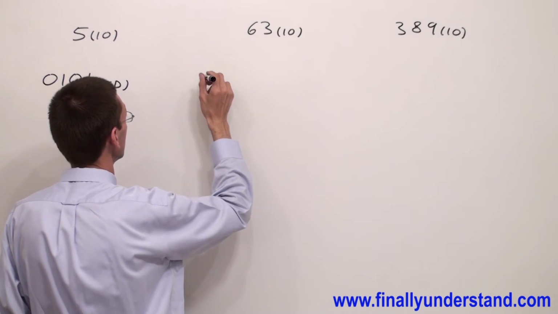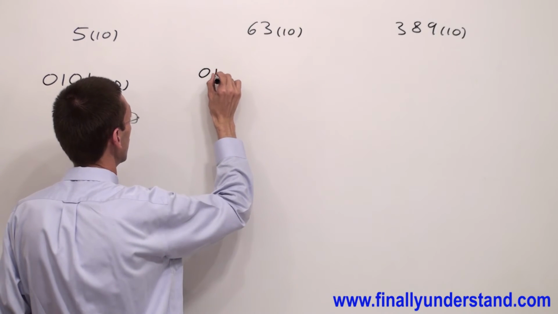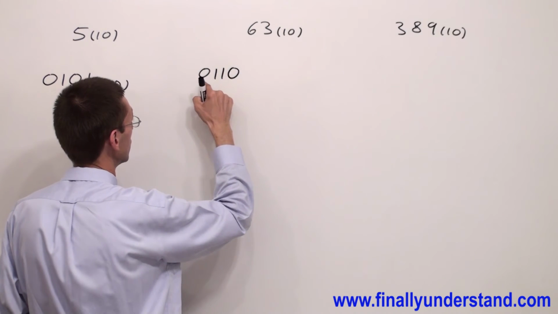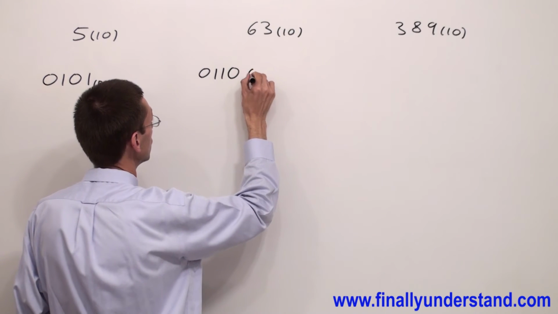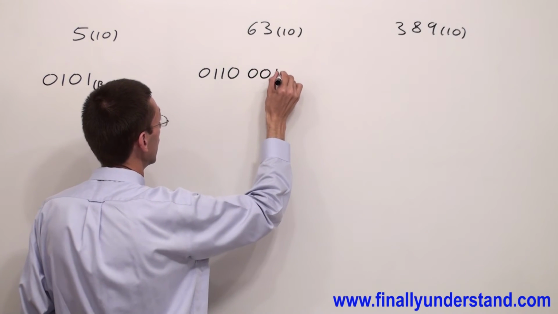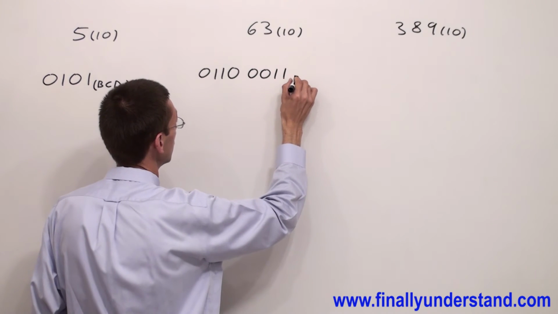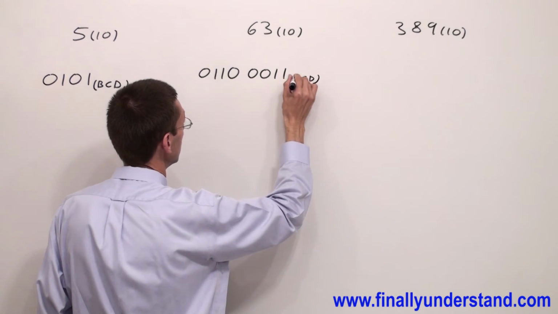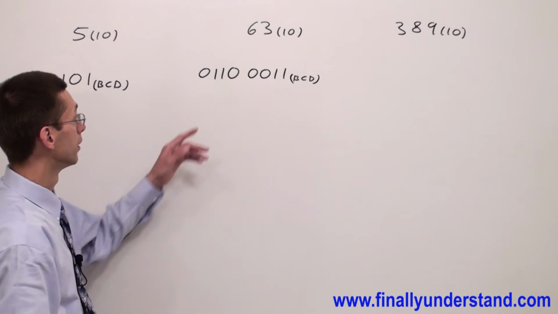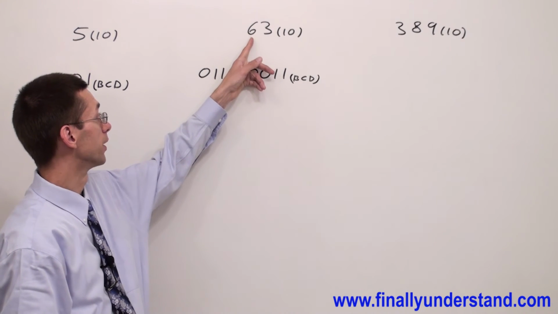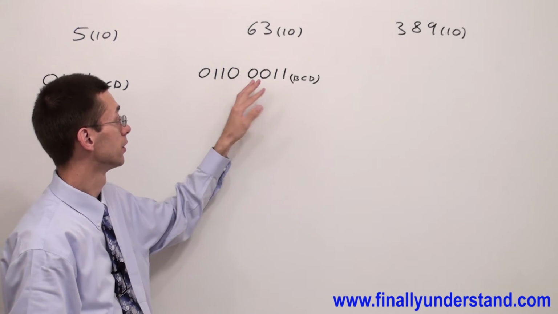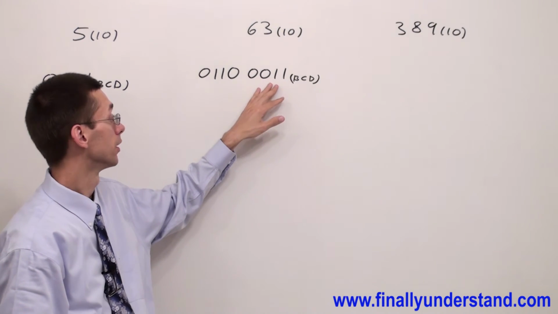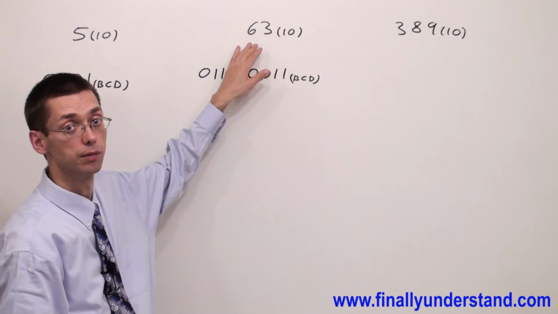6 is 0, 1, 1, 0. This is binary 6. 3 is 0, 0, 1, 1. And write BCD. Every single digit must be converted to 4 binary bits. 6, and this is 3. This is the solution to this problem.